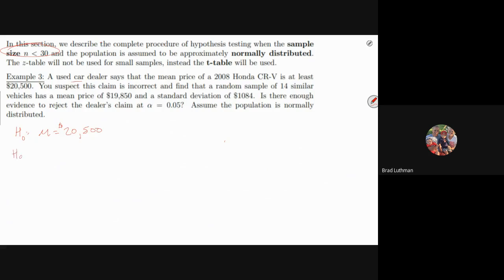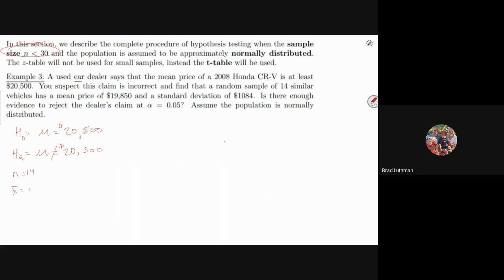So all we're doing is assuming that it's incorrect. We're not assuming it's higher or lower. At least it doesn't give us any information to that effect, right? So we're going to do that. Let's record some information then. Random sample n equals 14. That's why we're going to be in a t-test.